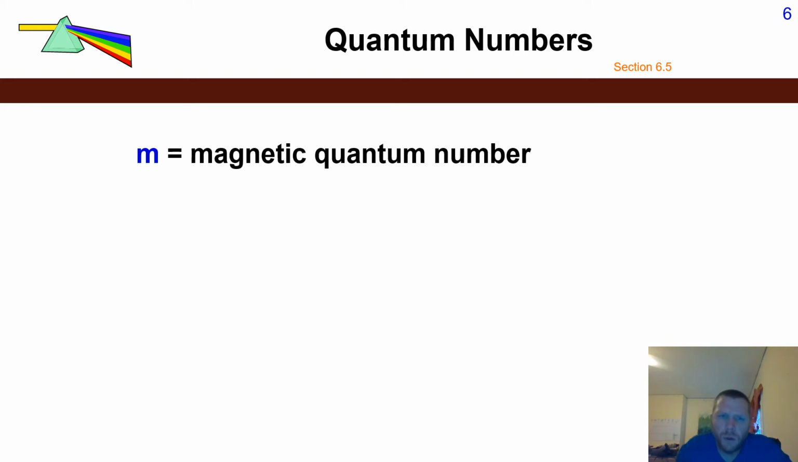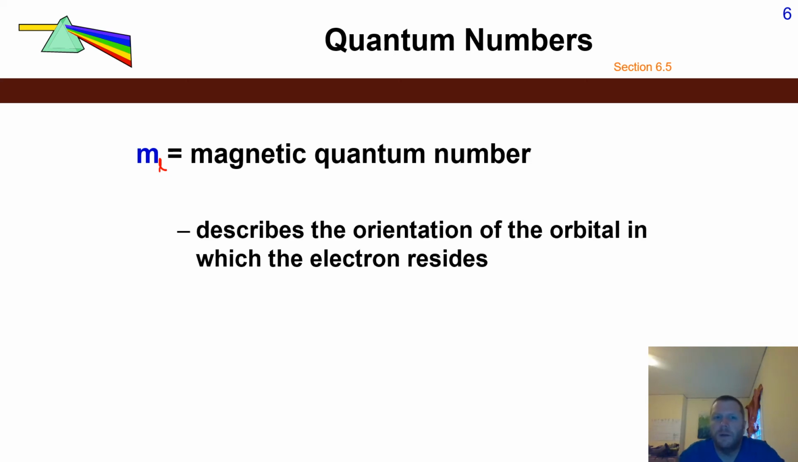Now, your third quantum number, m, more appropriately m sub L, is known as your magnetic quantum number. I mentioned a magnetic spin quantum number, m sub s, a little while ago. Now, in this case, I'm just talking about my m sub L. My m sub L describes the orientation of an orbital in which an electron resides. Now, this can have a value range from negative L all the way to 0 to positive L.